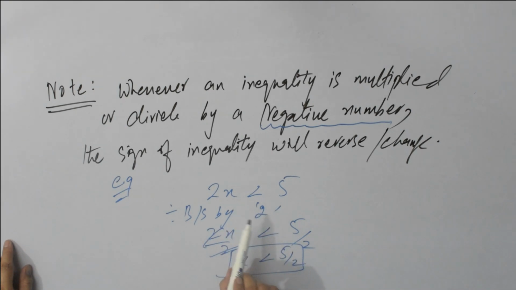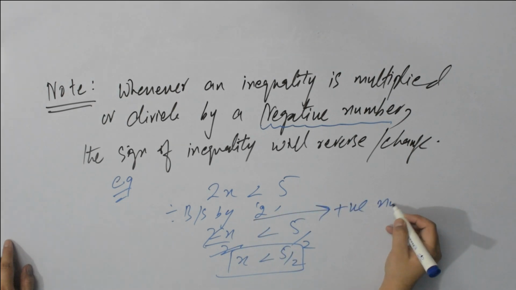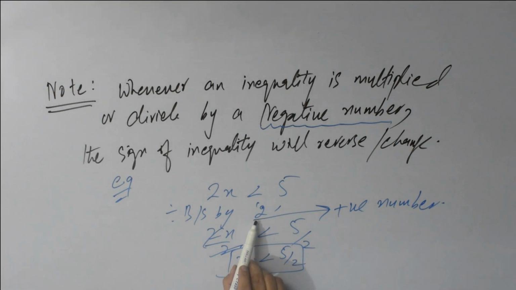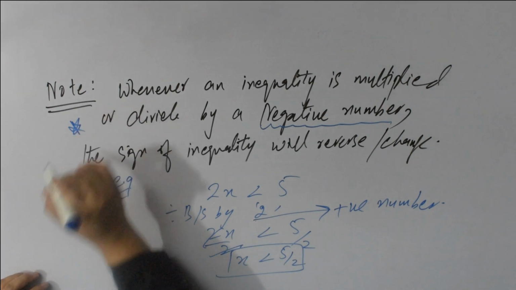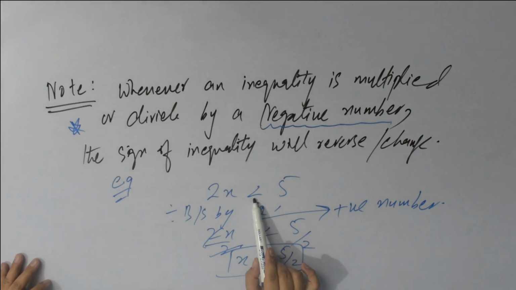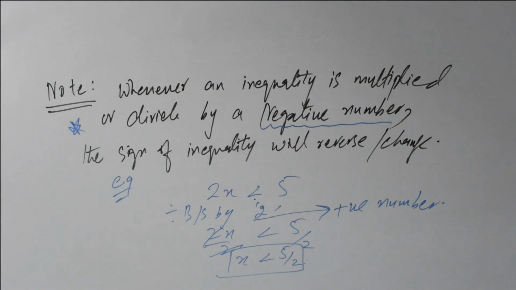Look students, when I divide by 2, what is 2? 2 is a positive number. When I multiply or divide by a positive number, your inequality will not change. I hope this important point is clear to you. Your inequality will change only in one case, that is when you multiply or divide an inequality by a negative number. Now come to exercise 7.3.